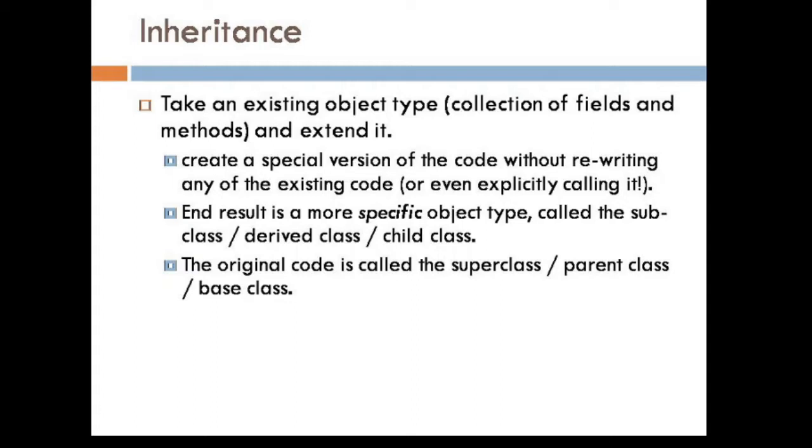The end result is a more specific object type called the subclass, derived class, or the child class. The original code is called the superclass, parent class, or base class.